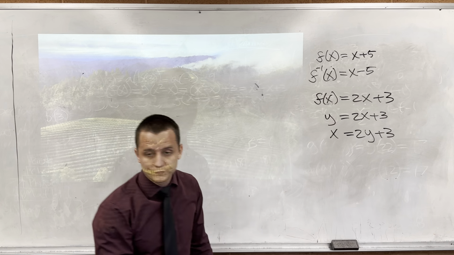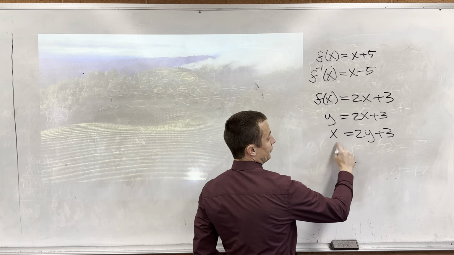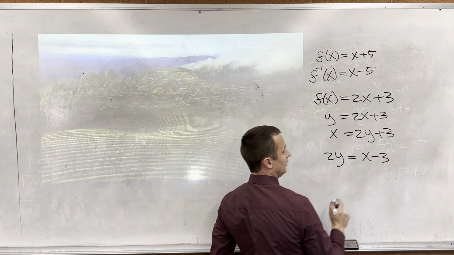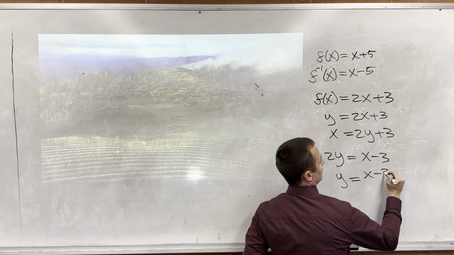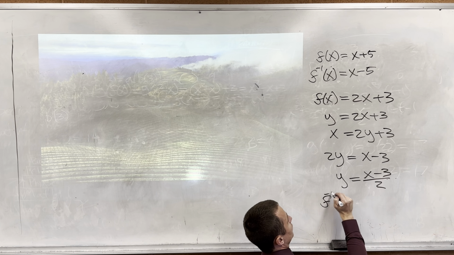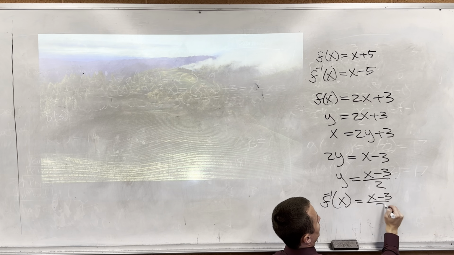Now I want to solve for y. So subtract 3 from both sides, and I get 2y is equal to x minus 3. Divide both sides by 2, and then we get y is equal to (x minus 3) over 2. So finally, our inverse function, f inverse of x, is equal to (x minus 3) over 2.